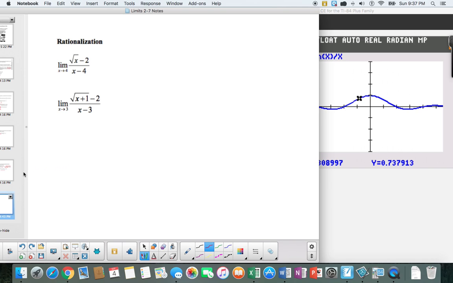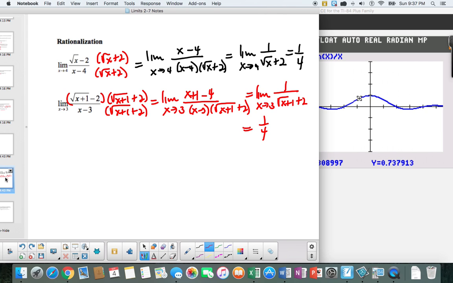All right, go ahead and try that. Stop the screencast and see if you can do these on your own. Here are the answers. I multiplied by the conjugate, did some simplifying, and then evaluated.